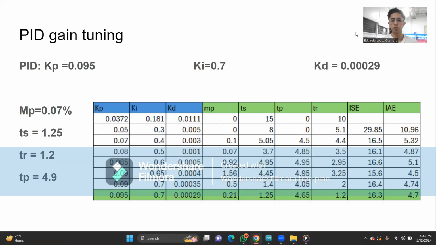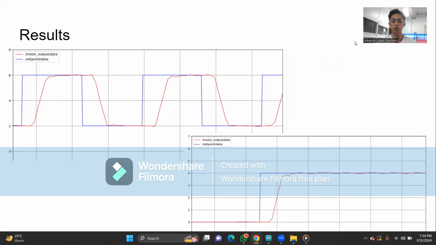We created a program to analyze and get data of our performance metrics, and after PID gain tuning, we obtained our best result on the lower part of the table shown. In this final slide, we can see all the results.